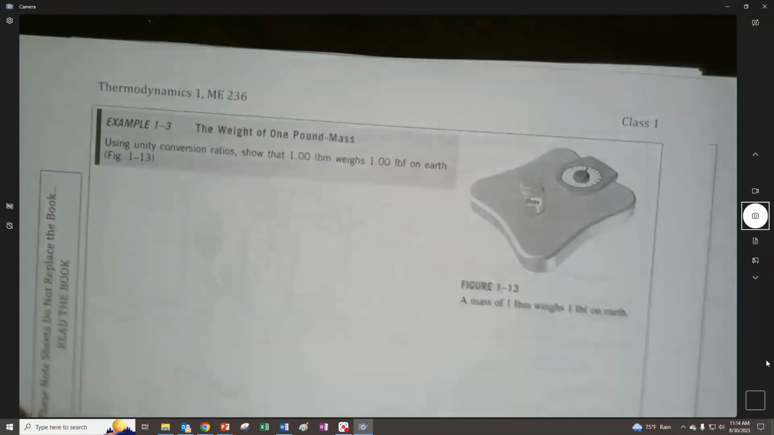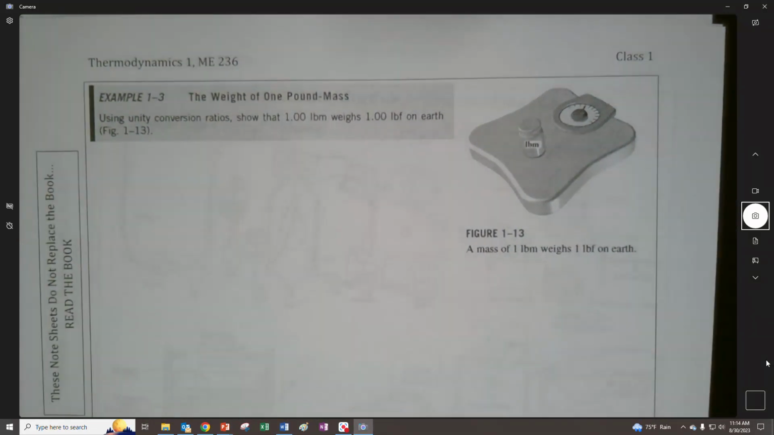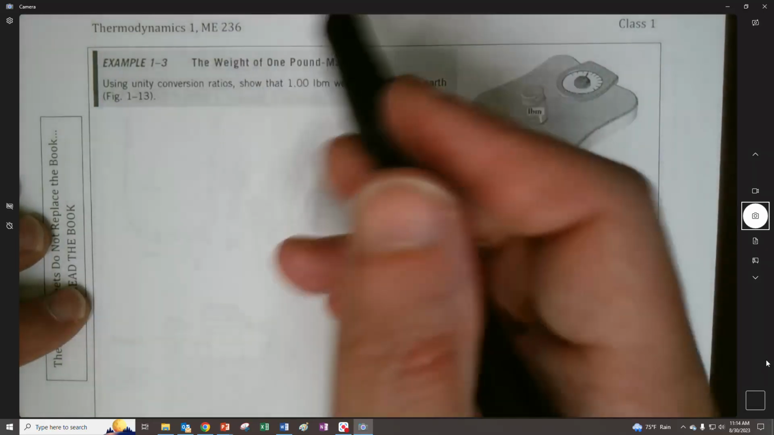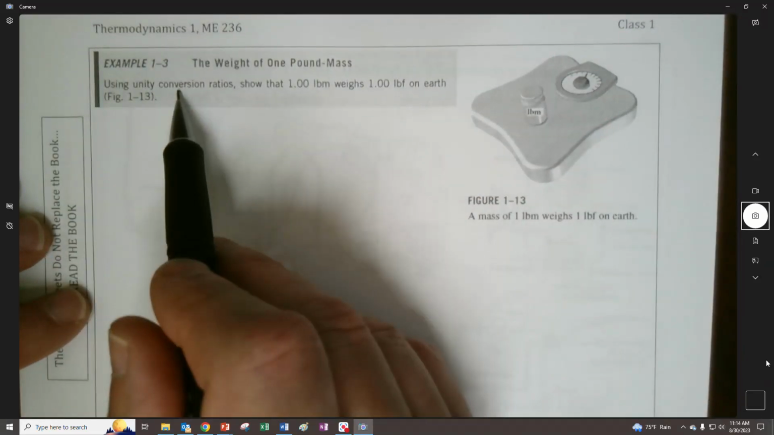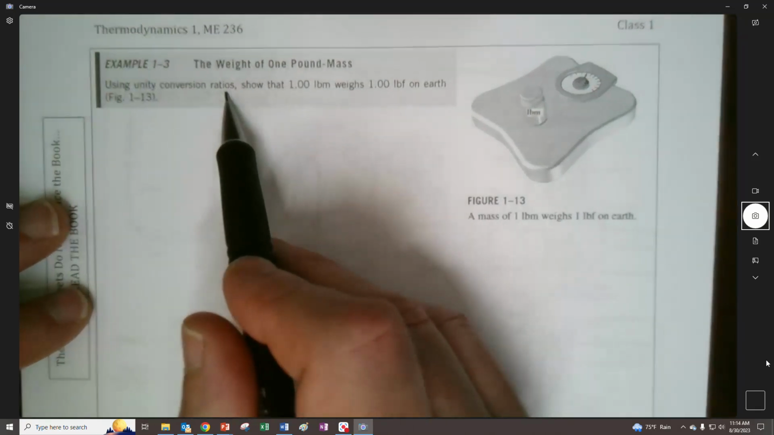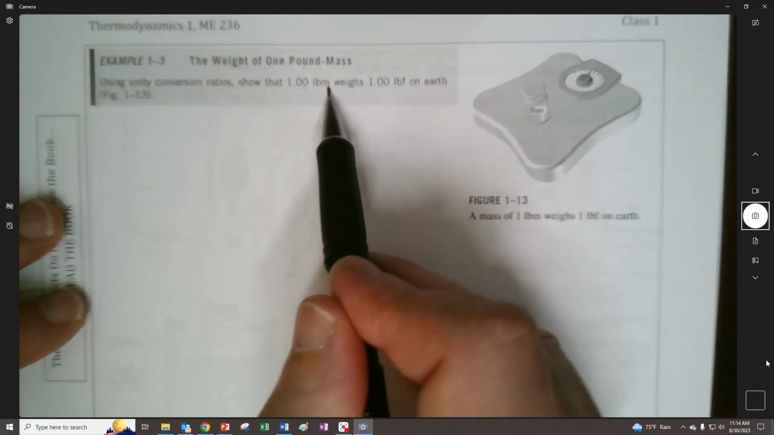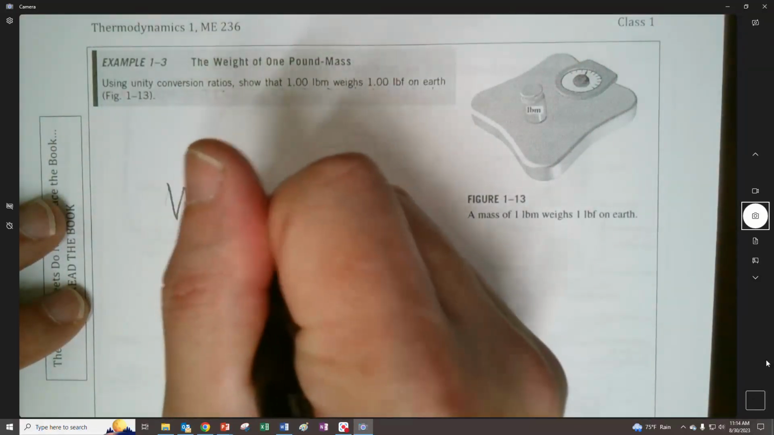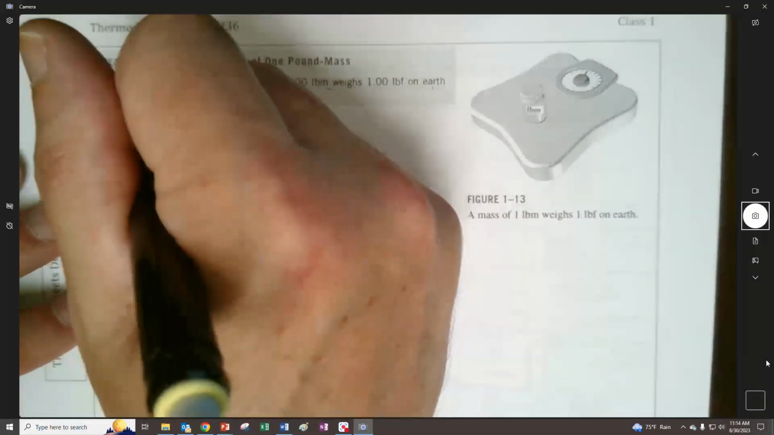Then there's one last example. I'll throw it in there. This is, once again, from Cengel's textbook, and it's just another example of trying to find the weight. It's basically the same as one of the previous ones I just did, but let's do it. All right, so using unity conversion ratios, I guess that's what that's called. I didn't think of it in those terms. Show that 1 pound mass weighs 1 pound force on Earth, right? So let me do the given.